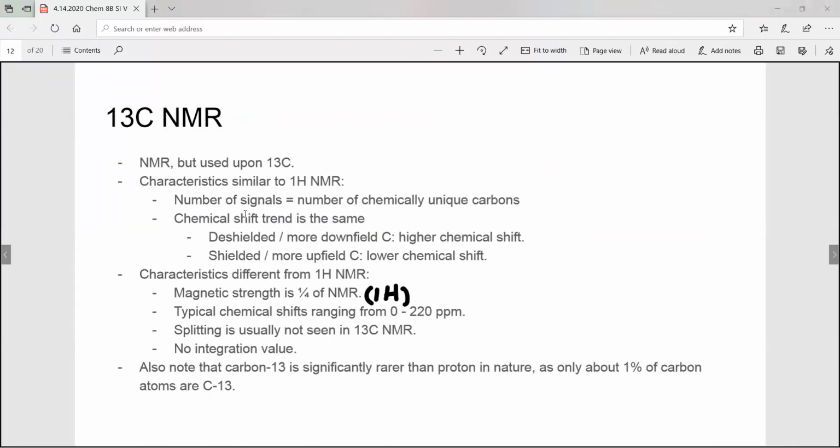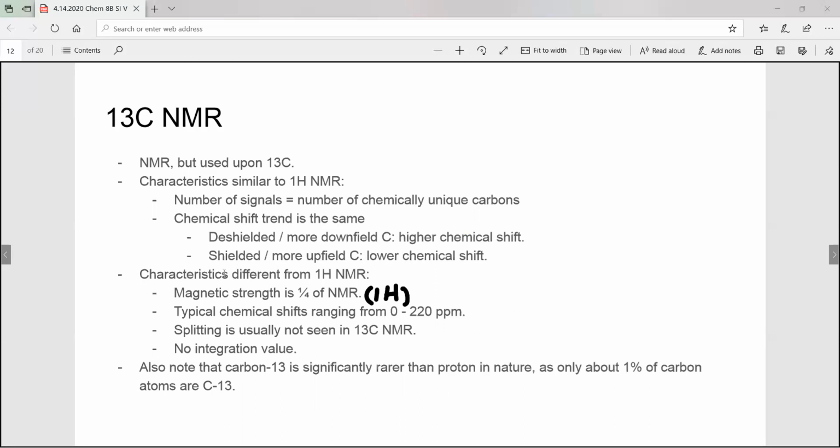Okay, so NMR is not only used in protons. It can be used for other atoms as well. And one of them is carbon-13. It has some characteristics similar to proton NMR. The number of signals equates to the number of chemically unique carbons. And the chemical shift trend is the same. Deshielded or more downfield carbons have higher chemical shift, and shielded or more upfield carbons have lower chemical shift.